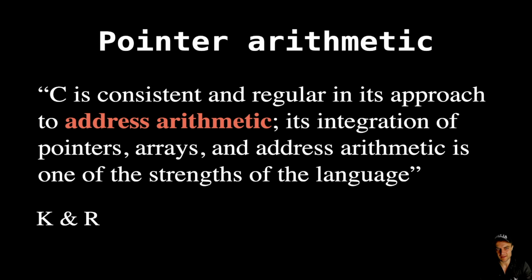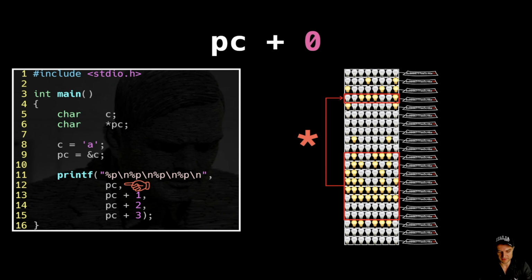Indeed, we have C that is very consistent and regular in its approach to address arithmetic. Its integration of pointers, arrays, and address arithmetic is one of the strengths of the language. You will see later that there is a big integration related to arrays and pointers, making it really tricky to differentiate between arrays and pointers. You will see. But keep in mind that here is written, we want pointer arithmetic to be equal to index addressing of arrays. So let's make a stupid example. Don't pay attention to the binary configuration of the RAM. This is just random. I just want to make a point here about pointer arithmetic.